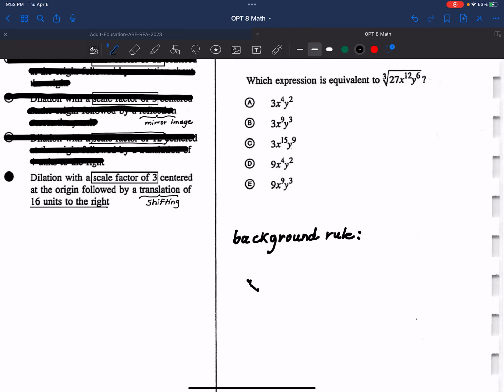The rule says that taking the cube root of a number is exactly the same thing as taking that number to the 1/3 power. So you really need to know that background rule to be able to get anywhere with this question. But once you know that rule, you can do something here. So let me first of all clean that up.